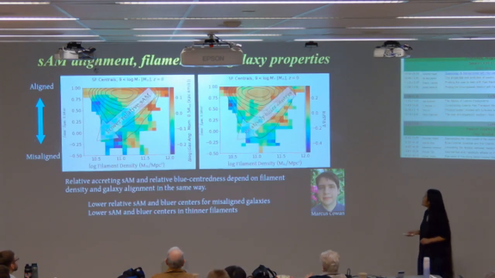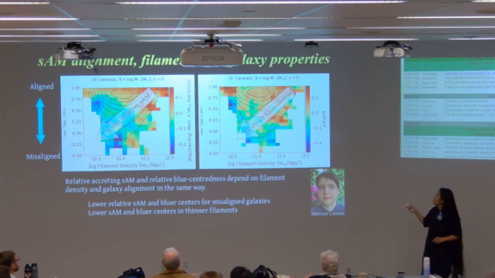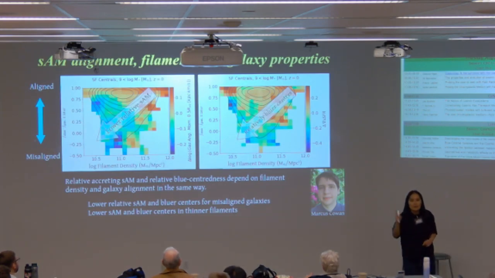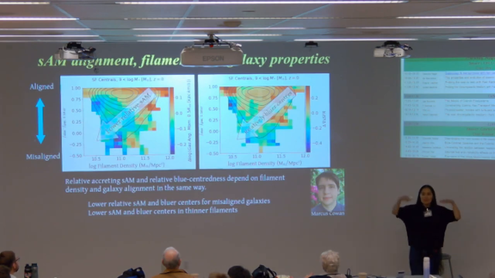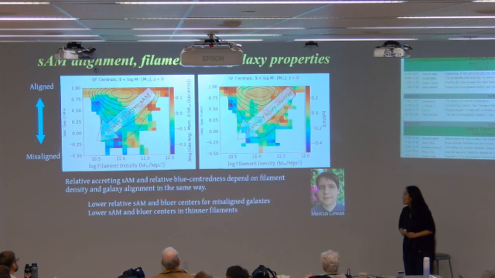Okay, and this is color-coded by the relative SSFR gradient, so we get relatively bluer centers if we are misaligned, accreting at lower angular momentum and in thinner filaments. So all of this is starting to make a coherent picture of what's going on with these galaxies. Okay, so lower relative specific angular momentum and bluer centers for misaligned galaxies, as well as in thinner filaments.